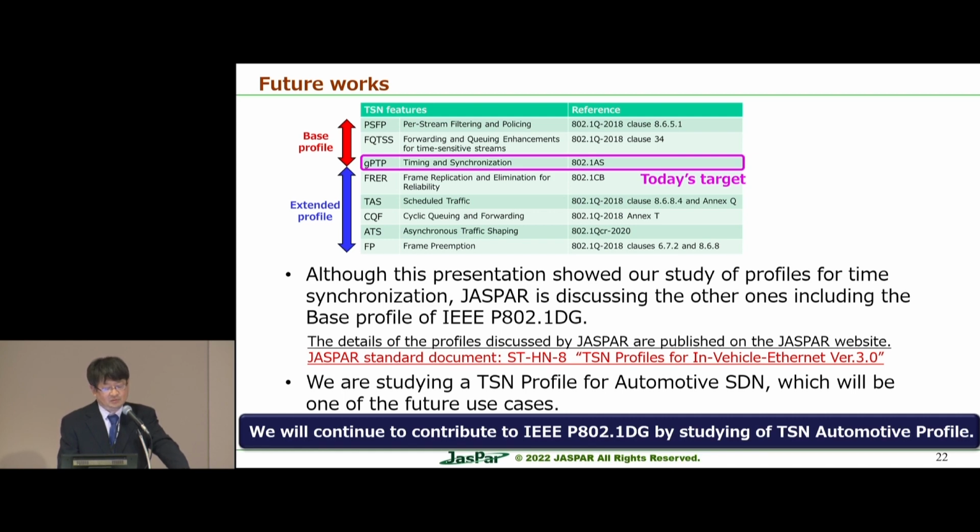And in addition, we are setting a TSN profile for Automotive SDN. And we will continue to study. One example was presented by Nomura-san and Akizuki-san yesterday. And the Automotive SDN is one of the future use cases JASPAR considers. And we will continue to contribute to IEEE P802.1DZ by studying TSN automotive profiles.